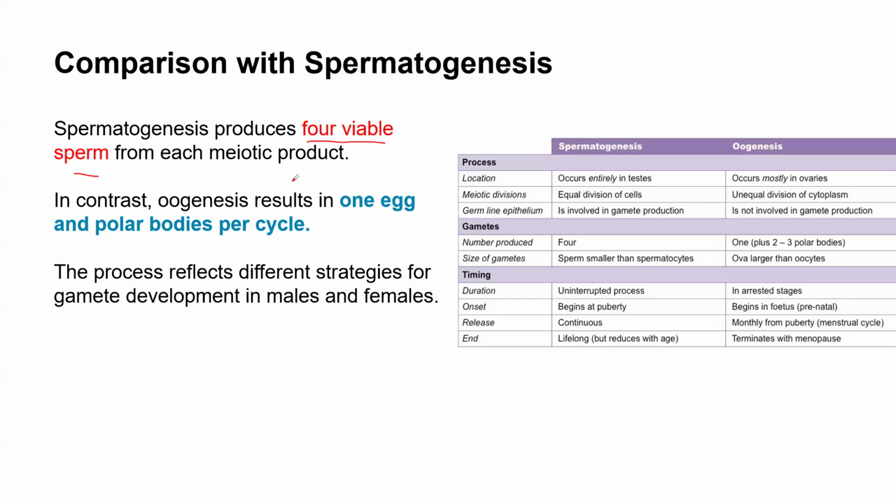Spermatogenesis begins at puberty, that is when we reach maturity, while oogenesis begins at the prenatal stage, in the fetus. In the case of release, sperm is continuously released at any time, while in oogenesis release occurs monthly from puberty. That is why, ladies and gentlemen, immediately after the menstrual cycle, new eggs have been developed and released.